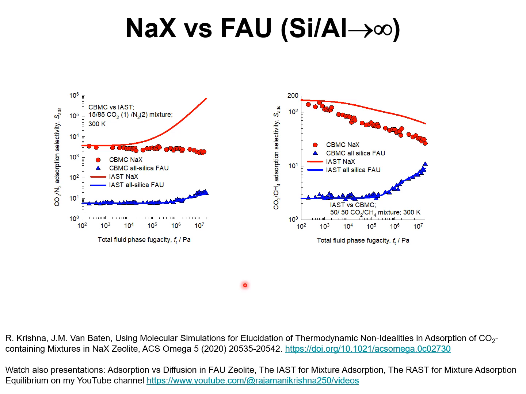The story so far has been that if there are no extra framework cations, as in all silica Faujasite, then there are no congregation or segregation effects. And in sodium zeolite with extra framework cations, the CO2 tends to congregate around the extra framework cations, leading to an inhomogeneous distribution of adsorbates.